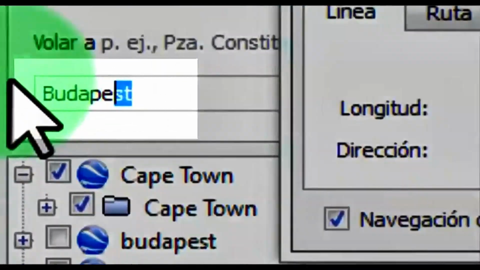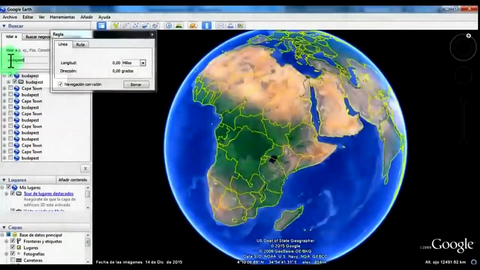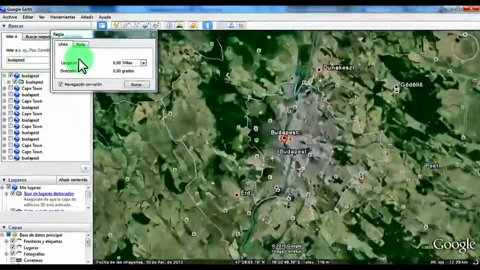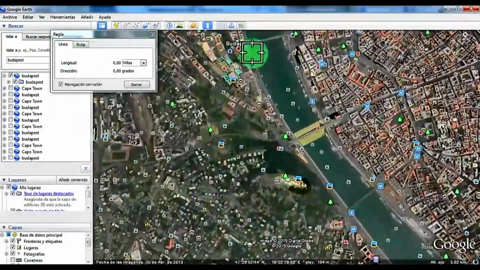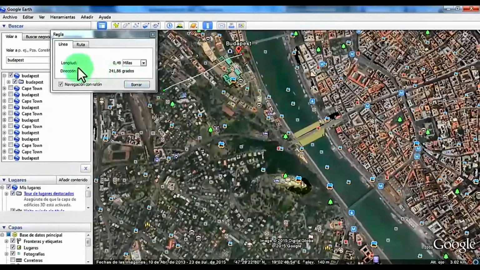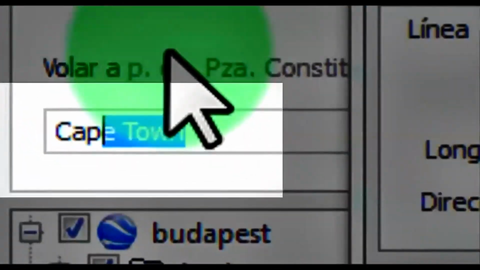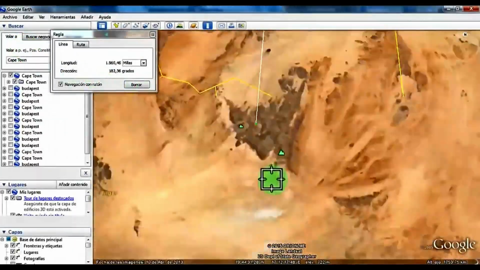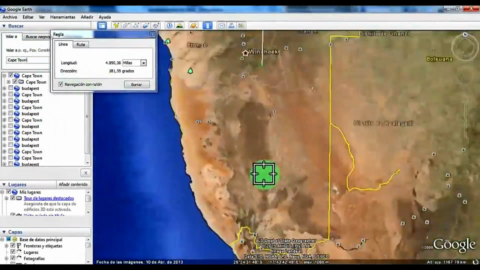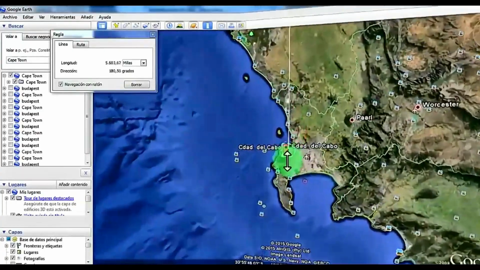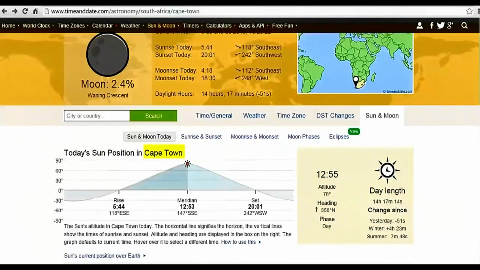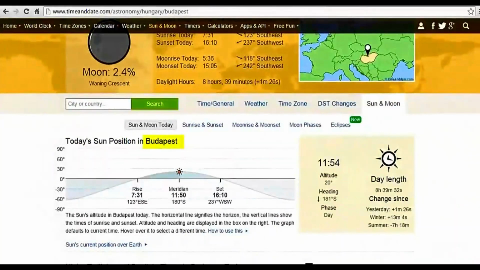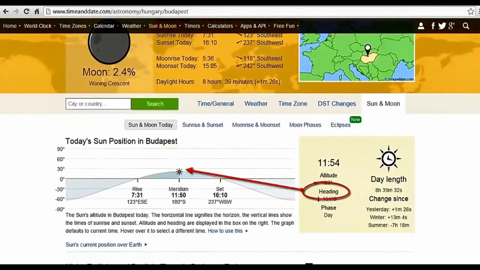Now we are going to choose two cities that lie under the same meridian circle. I chose Hungary, Budapest, and South Africa, Cape Town. Please notice that in January, and according to the Time and Date website, the Sun at midday should be between these two cities. As you can see, in Cape Town, the Sun at midday is in the north, while in Budapest, it's in the south, which makes our math easier, of course.